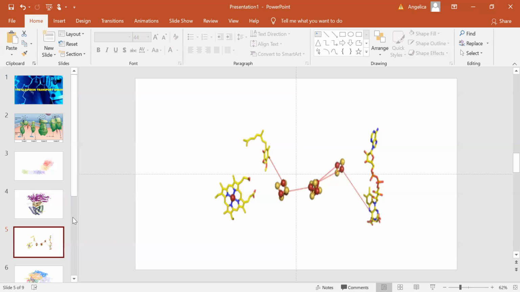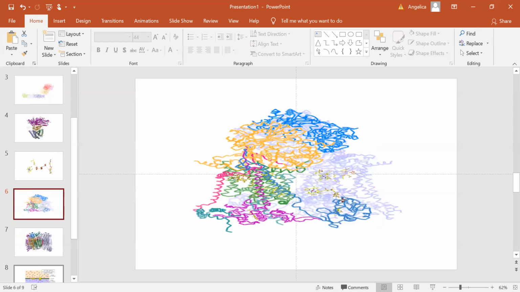Complex 3, Q-cytochrome C oxidoreductase.